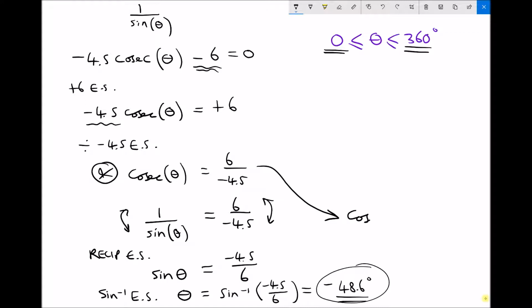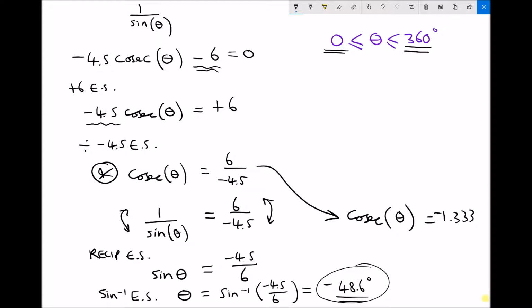Cosec theta, the left-hand side, is going to remain the same, but the right-hand side we're going to simplify. 6 over minus 4.5 is exactly the same as minus 6 over 4.5. It doesn't matter where that minus sign sits. And the value of that is minus 1.3 recurring. All I've done is simplify that. Cosec theta equals 6 over minus 4.5 is exactly the same as cosec theta equals minus 1.3 recurring.